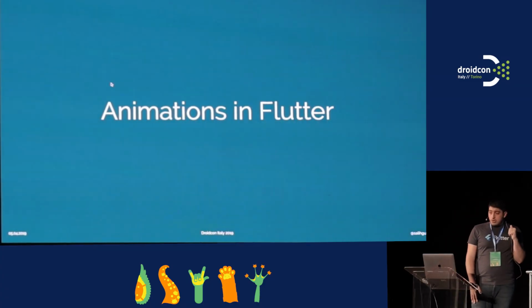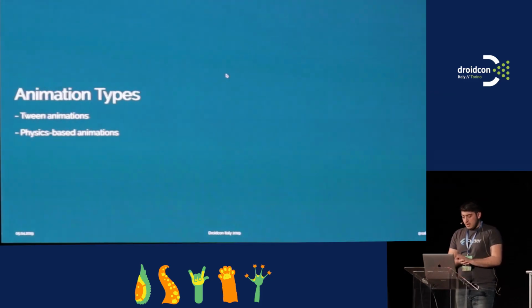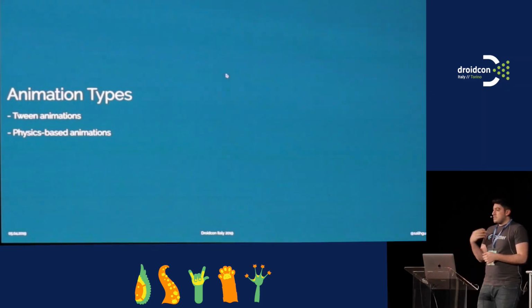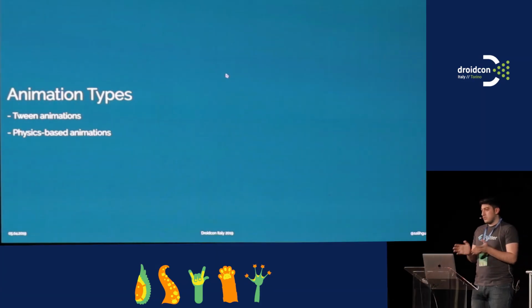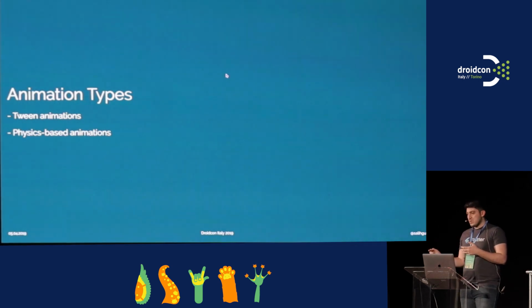So now we will go to the real topic, the animations in Flutter part. In Flutter, animations go basically into two categories. One of them is called tween. Another one is called physics-based. Tween is actually a word meaning in-betweening. So you give a beginning and an end value, and it will interpolate itself between these values.